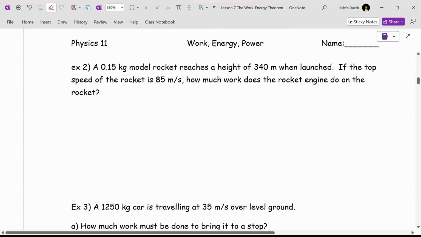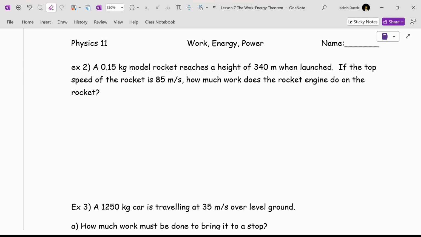Oh, speaking of rockets. Example 2. A model rocket reaches a height of 340 meters when launched. If the top speed of the rocket is 85 meters per second, how much work does the rocket engine do on the rocket? Okay. Well, let's be a little bit obvious here.